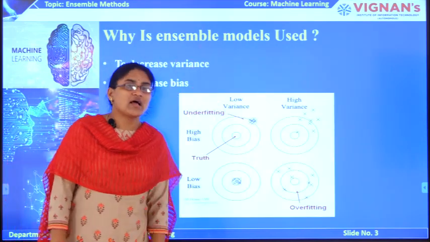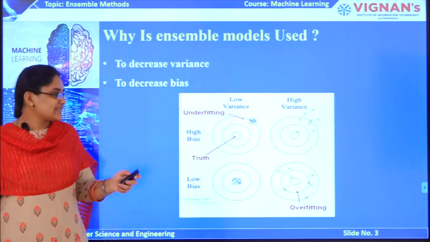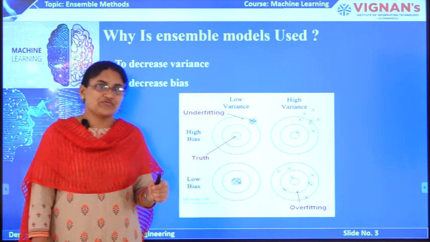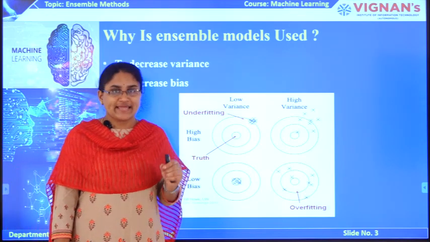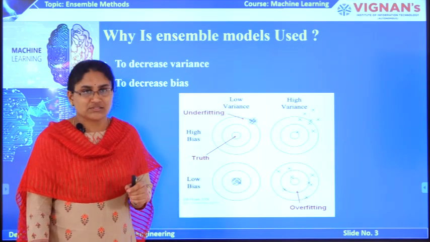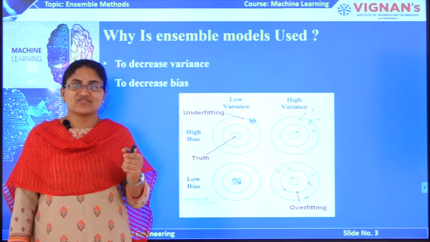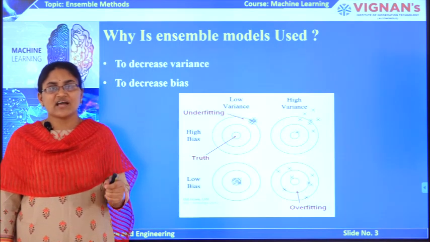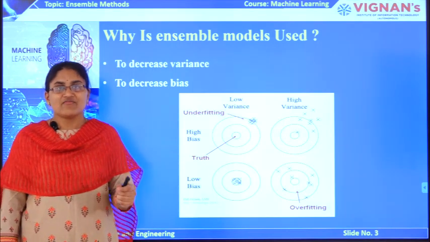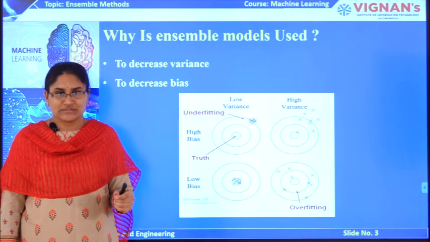Why are we using the ensemble method? The ensemble method is used to reduce the variance and to reduce the bias. What is this variance and what is this bias? The variance gives the variability of the model for our data set values.